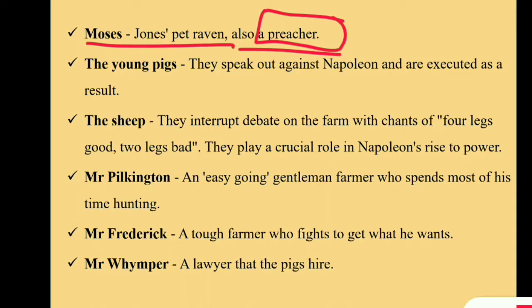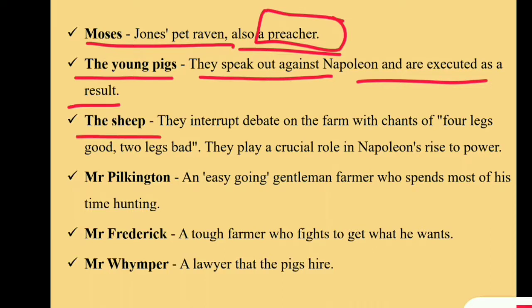Keep in mind, Moses also acts as a preacher, the one who promotes good deeds among others by preaching their words, especially good words of renowned sages and personalities. The young pigs speak out against Napoleon and they are executed as a result. So here it shows that the voice that was raised against the authority was diminished.